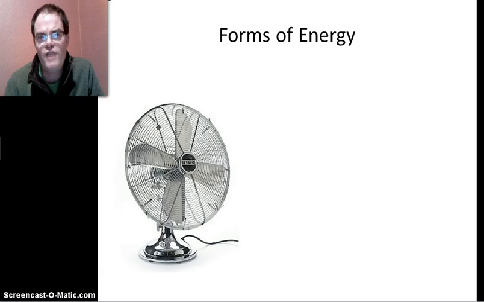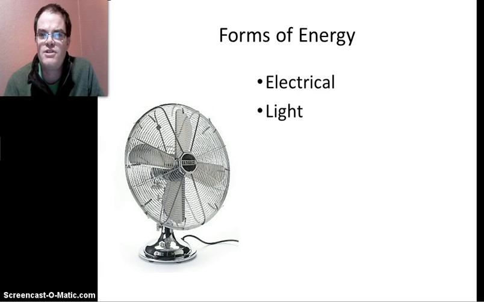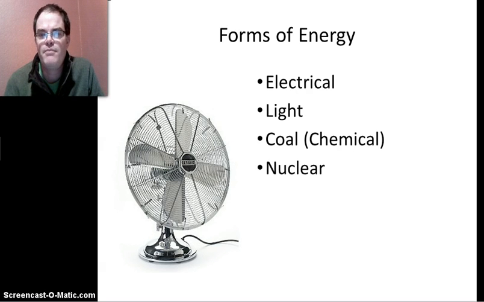Basically, what we've done here is we've taken a look at different forms of energy. We know that the fan is designed to run on electrical energy. And what we saw from the different examples is that these different sorts of sources can be changed from one form into another form. I would like to suggest that this list is not complete, that there are other types of energy.